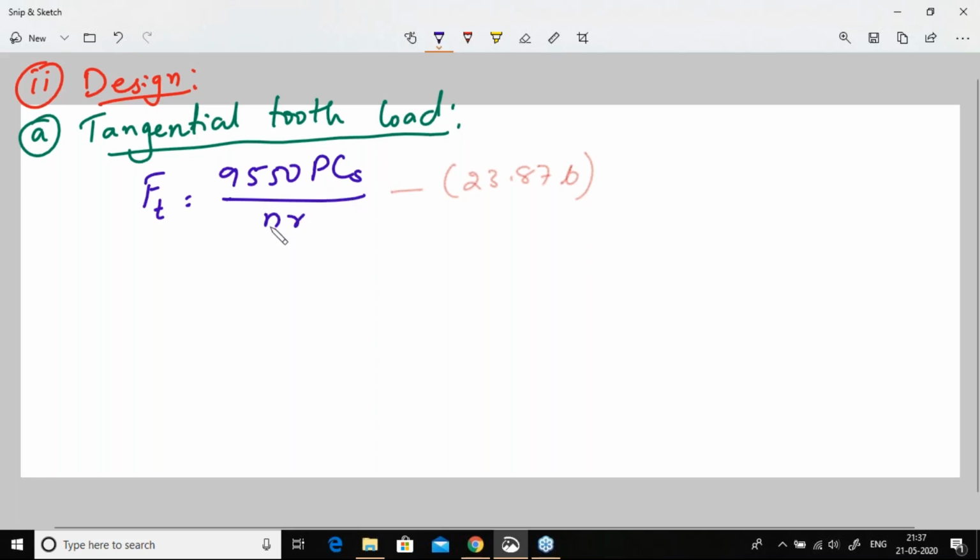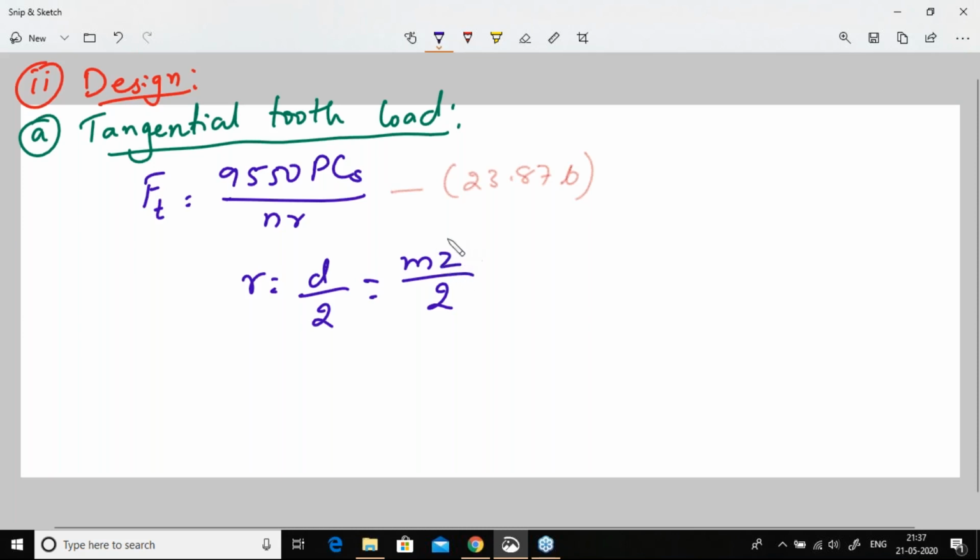Then small n is the speed of the weaker member we have to consider. If the weaker member is the pinion, we have to consider N1. If the weaker member is the gear, we have to consider N2. Then R is the radius of the weaker member. So R = D/2 = M × Z / 2, where M is the module and Z is the number of teeth on the weaker member.